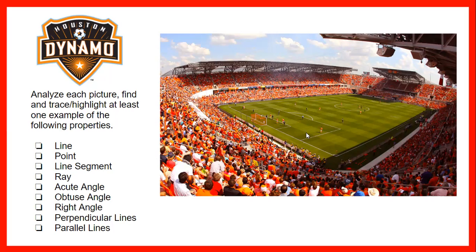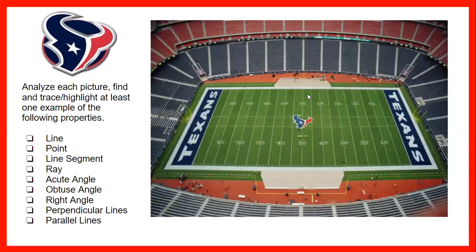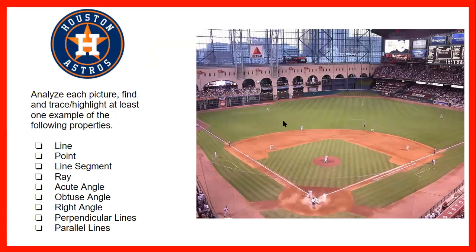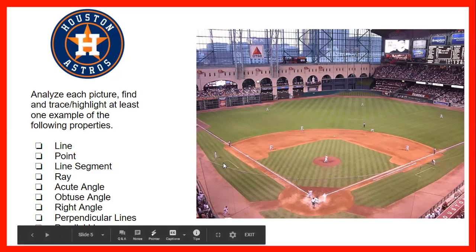Here's a soccer field. Do you see any shapes? A rectangle, maybe some right angles. How about here? This is a football stadium. Do you see any parallel lines, perpendicular lines? How about some right angles as well? So we're going to prepare ourselves to be able to identify the 2D shapes so that we can find them in the different sports arenas. Here we have a baseball field. So that's going to be our job today.